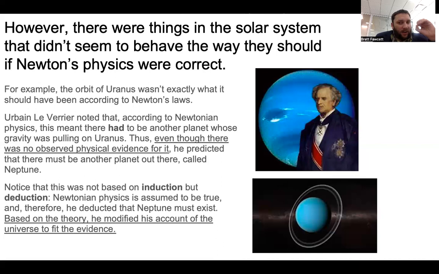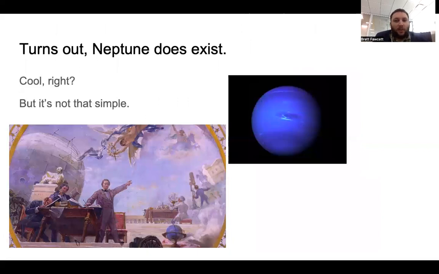It's purely deductive, right? Or at least it's deductive in the sense that it starts with a theory, with Newtonian physics, looks at the data and interprets the data in light of this theory and says, given this, even though there's no physical evidence for it directly, there must be this planet out there called Neptune. So based on the theory, he modified his account of the universe to fit the evidence. He modified it to say there's a planet we don't know about yet, but it must be there. And it turns out Neptune does exist.